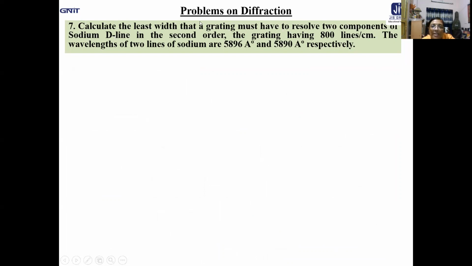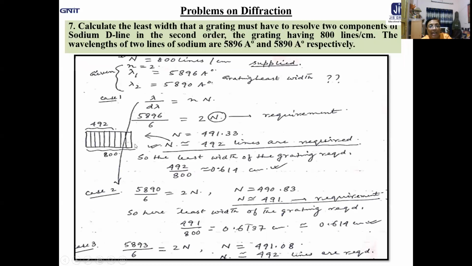Next one. Problem number 7. Calculate the least width that a grating must have to resolve two components of the sodium D line in the second order, the grating having 800 lines per centimeter. Given the wavelengths of the two lines of sodium as 5896 angstrom and 5890 angstrom. These are termed as D1 and D2 lines of sodium. This is a very, very interesting question. Let us take a look at what is given and what we have to find out.